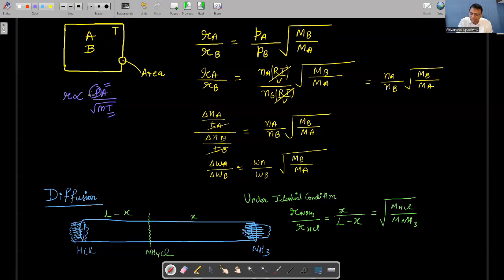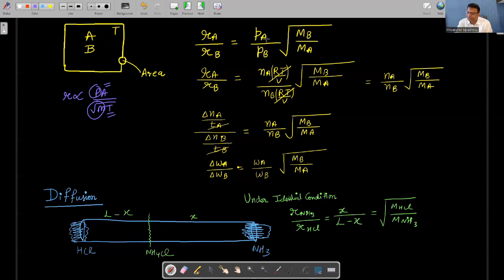So it depends on partial pressure of the gas and the square root of the molar mass of the gas. Here we are writing that the rate of effusion of gas A upon the rate of effusion of gas B is equal to the partial pressure of gas A upon the partial pressure of gas B, times the square root of molar mass of gas B upon molar mass of gas A.